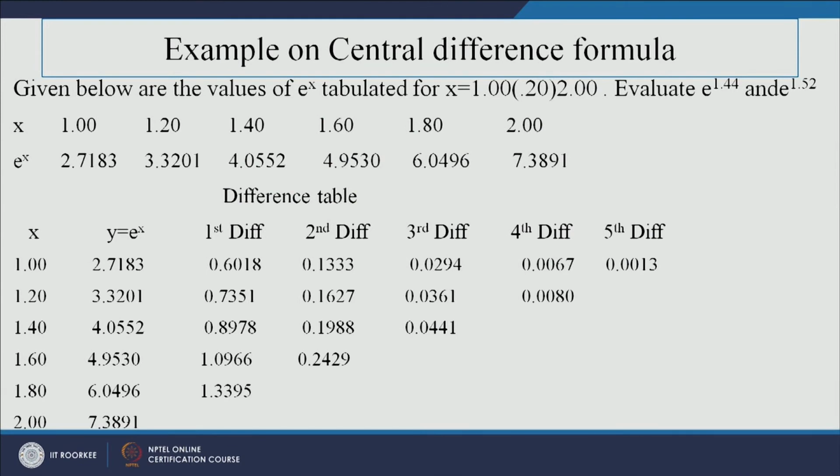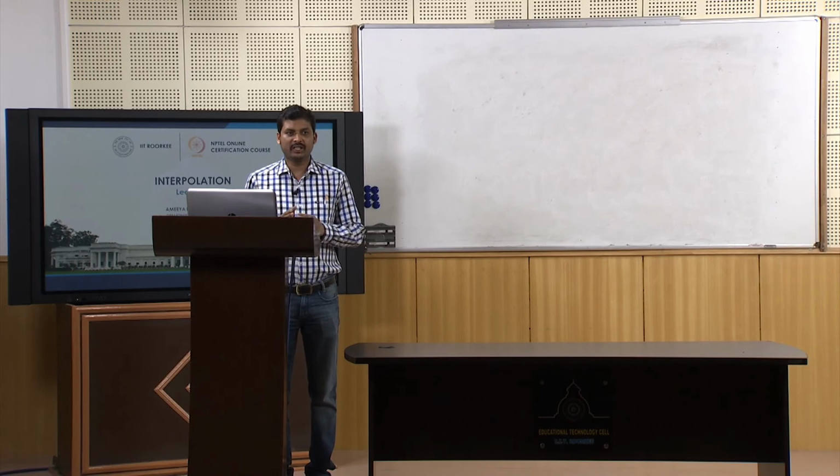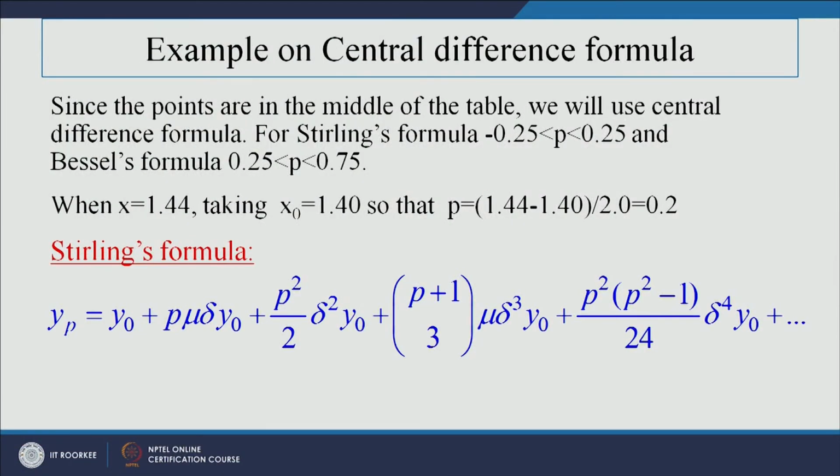That is why the value asked here is 1.44, which lies between 1.40 and 1.60 in the tabular values. Then first we can find the divided difference form here, like the forward differences form. If you take the differences, we can find the first difference, second difference, third difference, fourth difference and fifth difference here. Since the point is in the middle of the table, we will use a central difference formula like Stirling's formula or Bessel's formula here, and we consider x equals 1.44, choosing x0 equals 1.40.